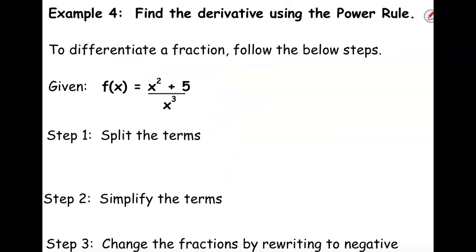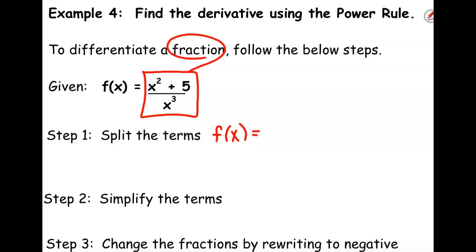Another example, example 4. This is where we have to start doing some steps to differentiate with a fraction. First, you look at this function, it's a fraction. So step 1 is we want to split up the terms. So f of x equals, and now you're going to split up x squared over x cubed plus 5 over x cubed.